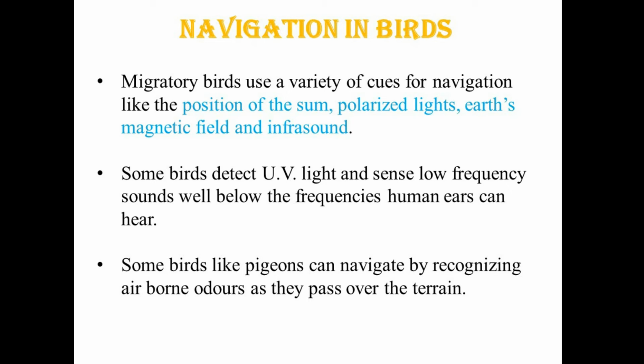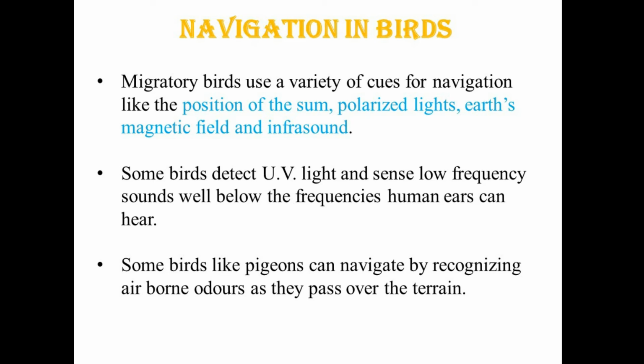Migratory birds use a variety of cues for navigation, like the position of the sun, polarized light, earth's magnetic field, and infrasound. Some birds detect UV light and sense low frequency sound well below the frequencies the human ear can hear. These sounds are generated by ocean waves and air masses moving over mountains, thus signaling a general direction over thousands of kilometers. But their use as cues for navigation remains obscure.